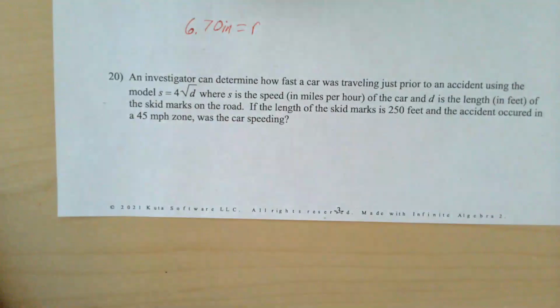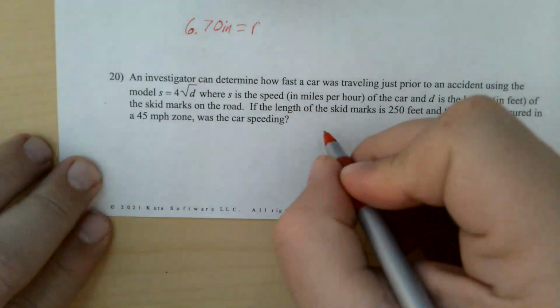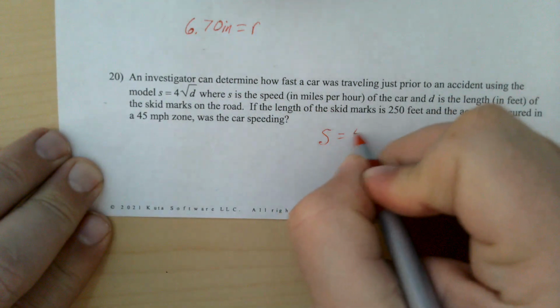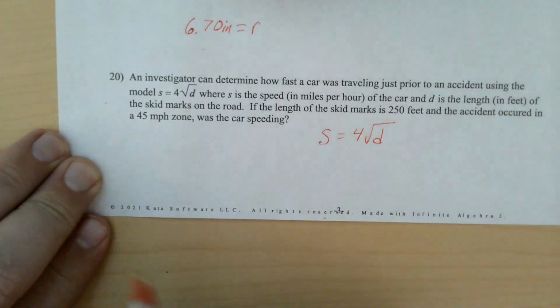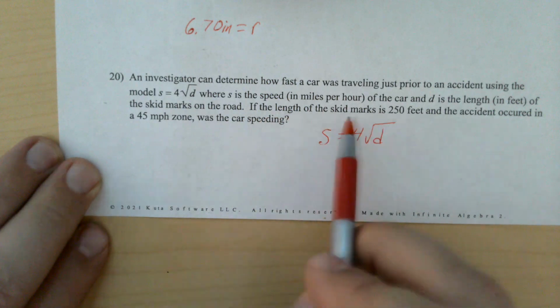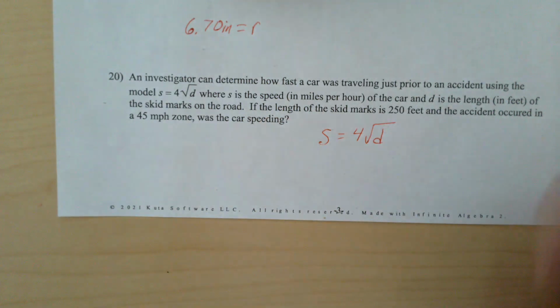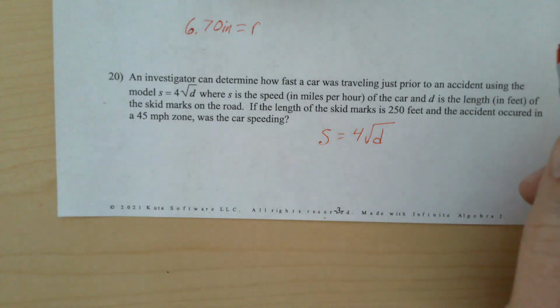Okay, and the last problem, and I'm at the 28-minute mark, so I have 1 minute to try to get this problem done. So I end at the 30-minute mark. We are going to see if we were speeding. So we have this simplistic formula where our speed is equal to 4 times the square root of the distance of a slide. So we have a skid mark. So we hit the ground and then we slid for 250 feet. This should be able to tell us the speed.